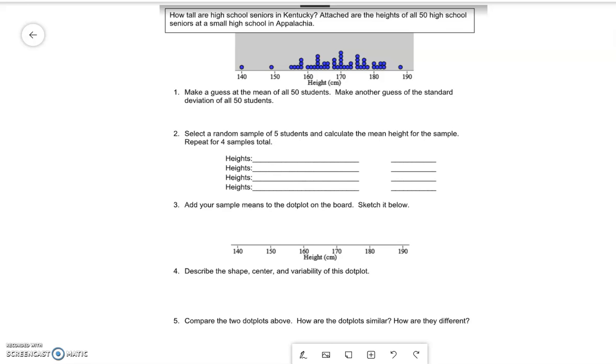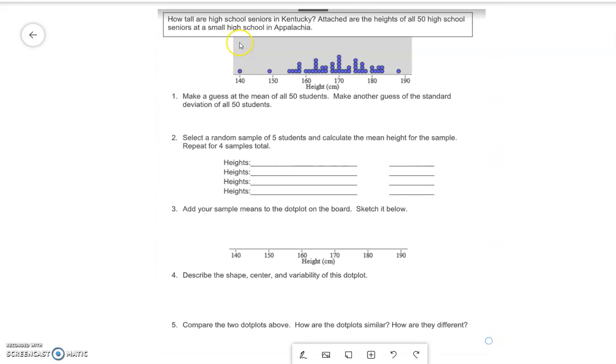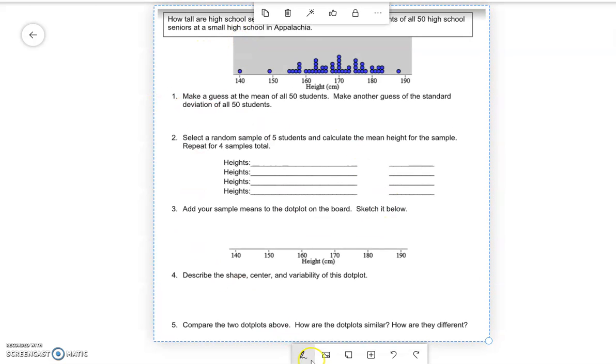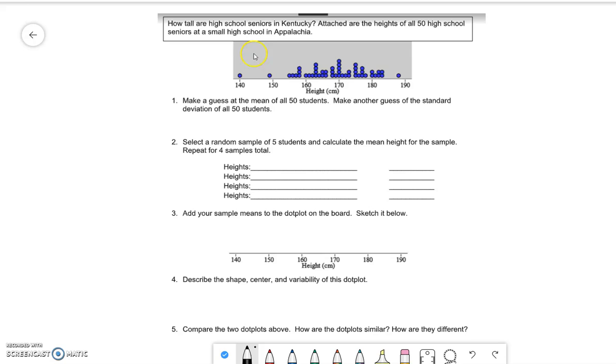Okay, welcome to 7.3.1. This one is talking about sample means. So here is my population distribution. This is all 50 kids. So this is my population distribution.